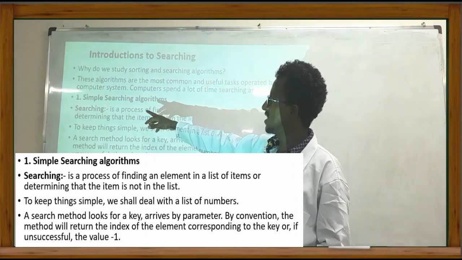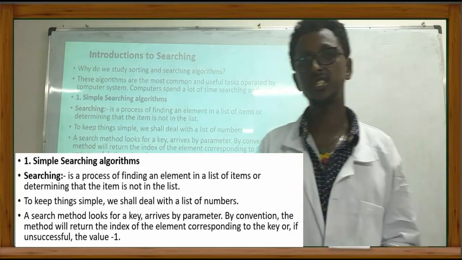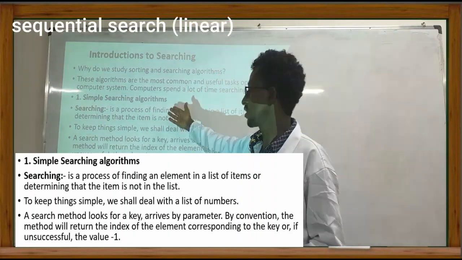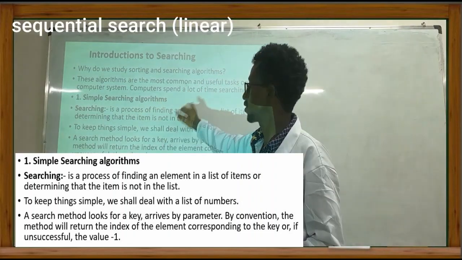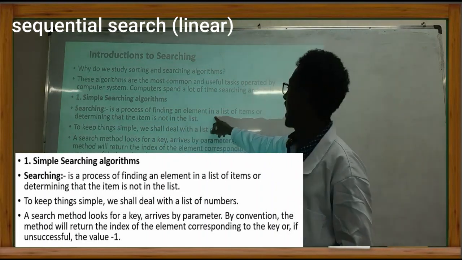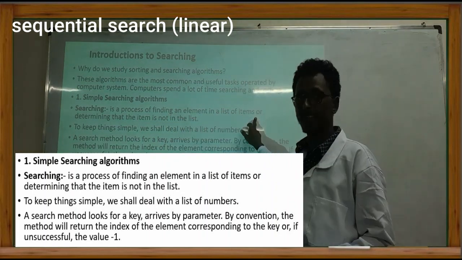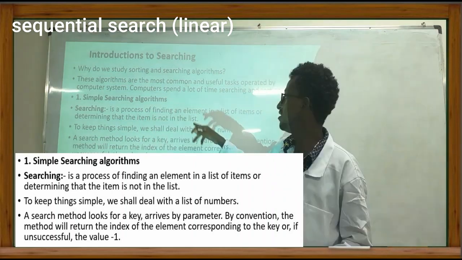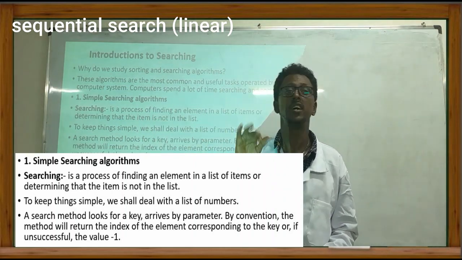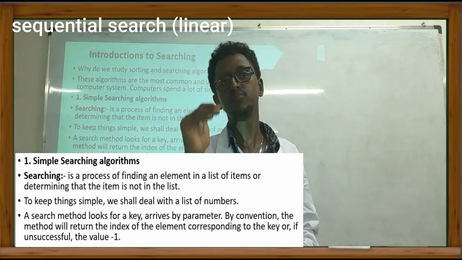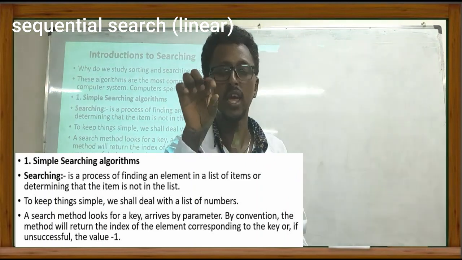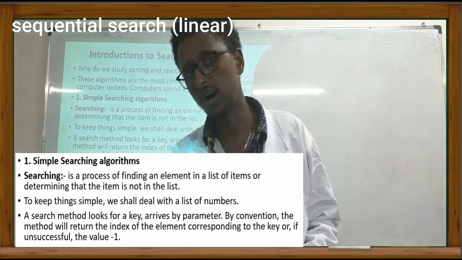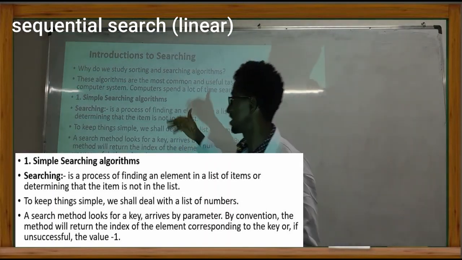The first one is the simple search algorithm. Before that, searching is the process of finding an element in a list of items, or determining that the item is not in the list. We check whether the required item is found in a given array or list or not. This is what searching is.